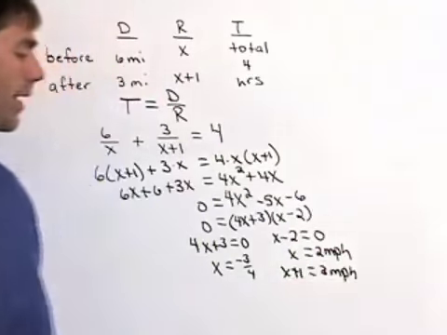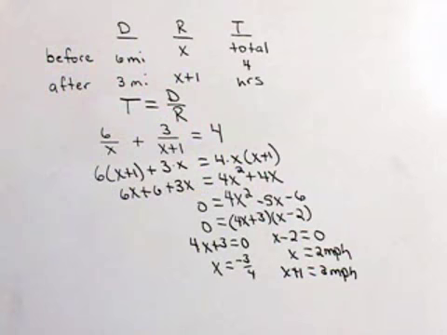So the rate before lunch is 2 miles per hour. The rate after lunch is 3 miles per hour.